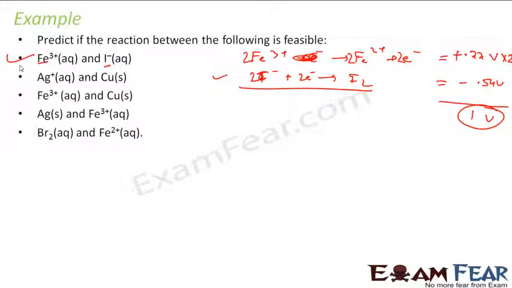Let's take the second one. I'm taking Ag+ and Cu. The reaction will be something like this: Ag+ plus an electron gives Ag, and Cu becomes Cu2+, so it will give 2 electrons. It is 2 and it is 1, so let's multiply the silver reaction by 2. Now let's go to the chart.